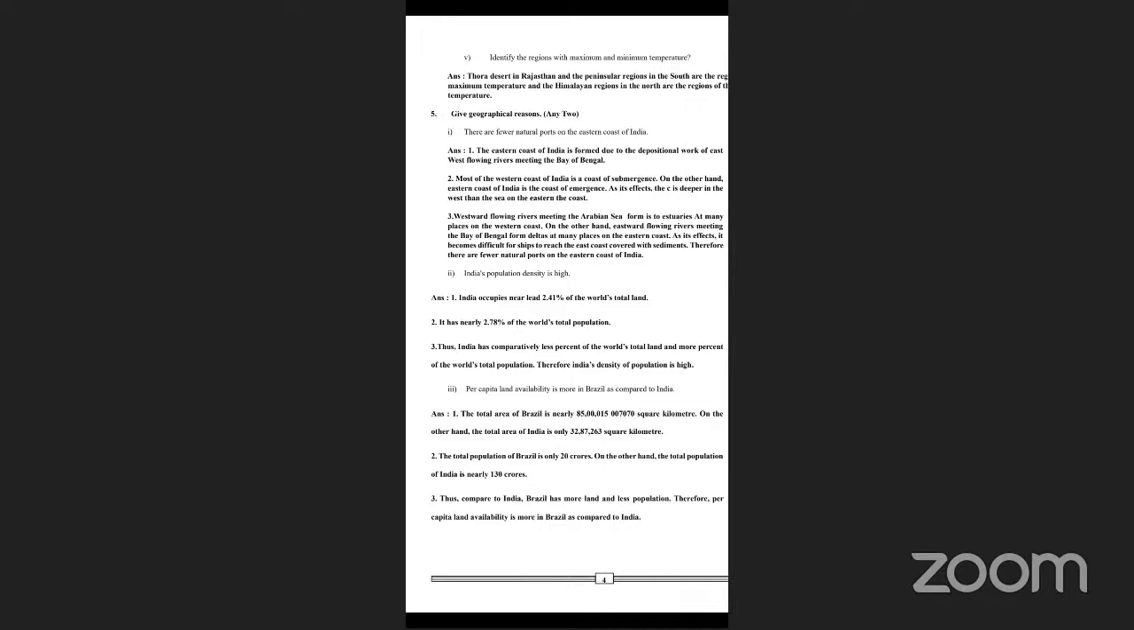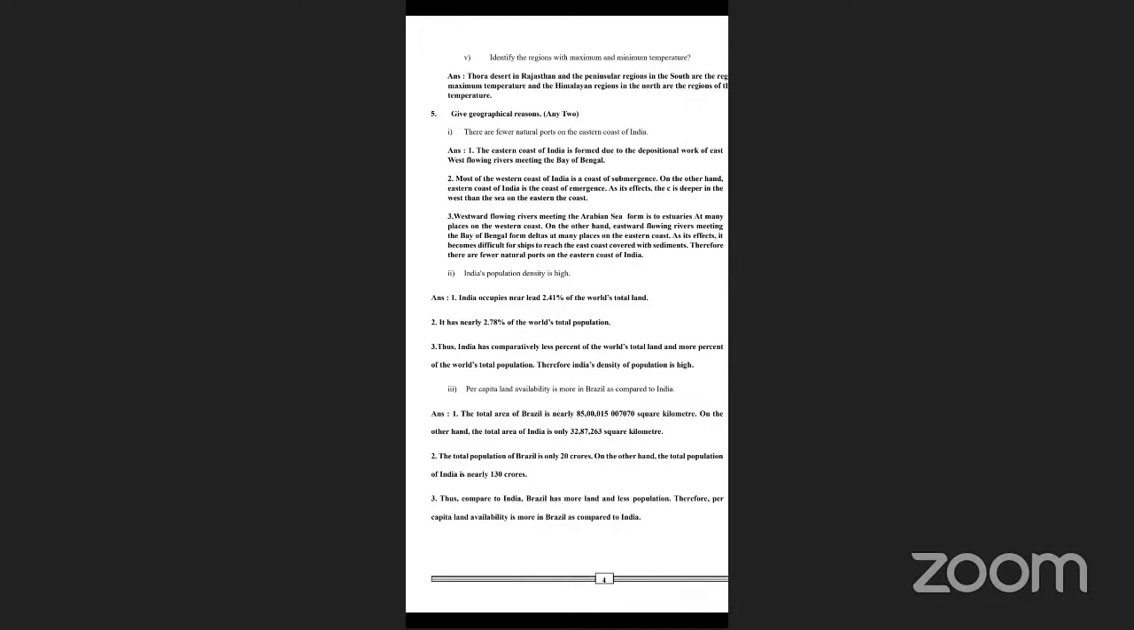And because of that, India's density of population is quite high. I repeat, India's density of population is very high because of the following reasons. One, as India occupies only 2.41% of the total land, please make the corrections here. It has around 17.5% of the world's total population. It means India has comparatively less percent of the world's total land and more percent of the world's total population. And therefore, India's density of population is very high.